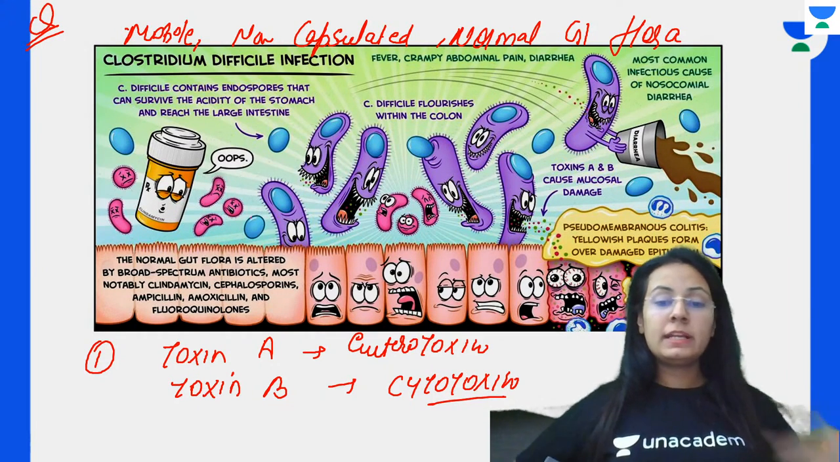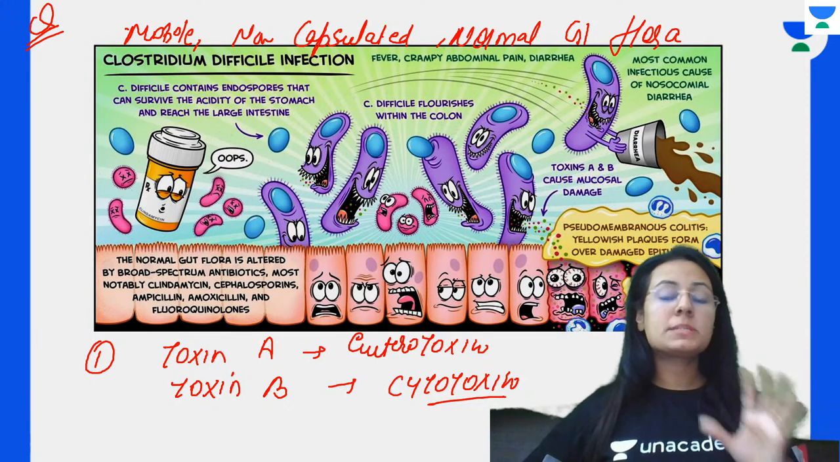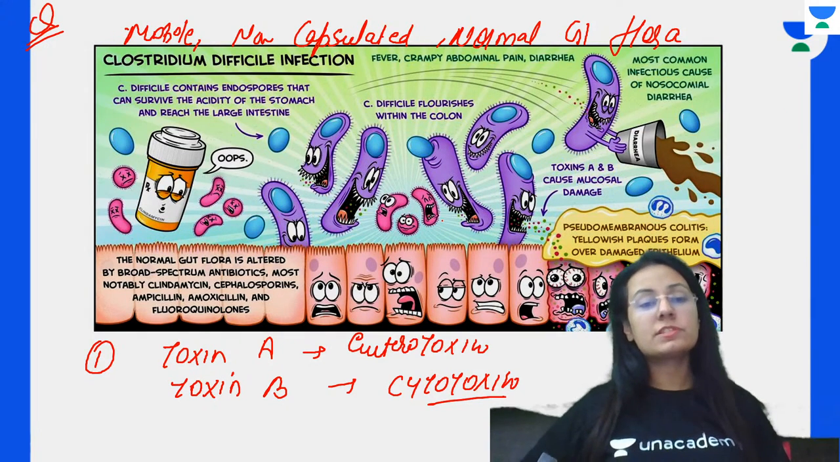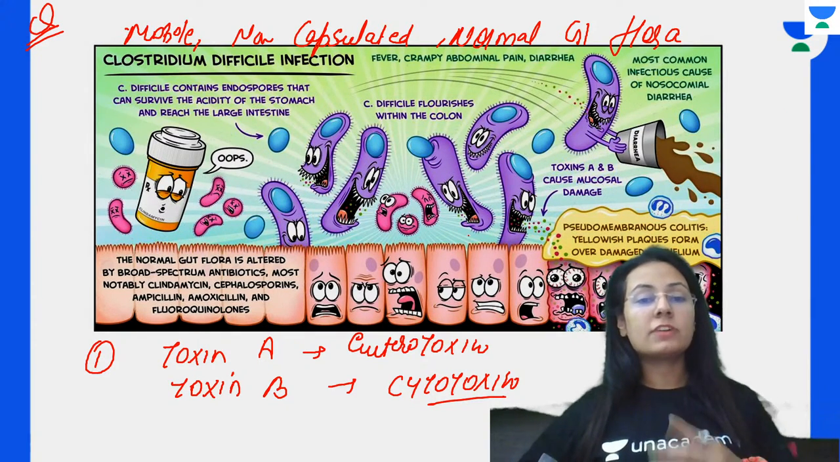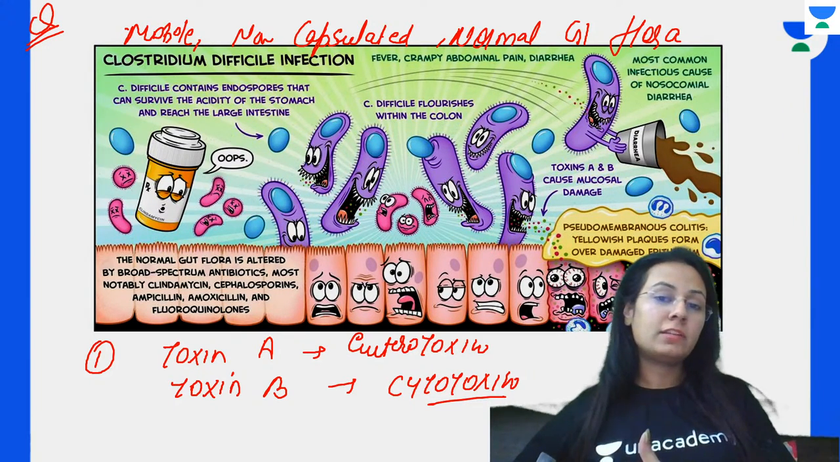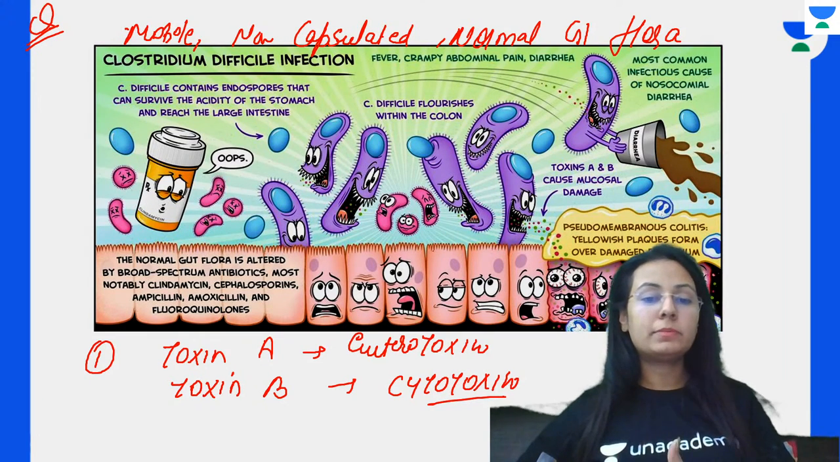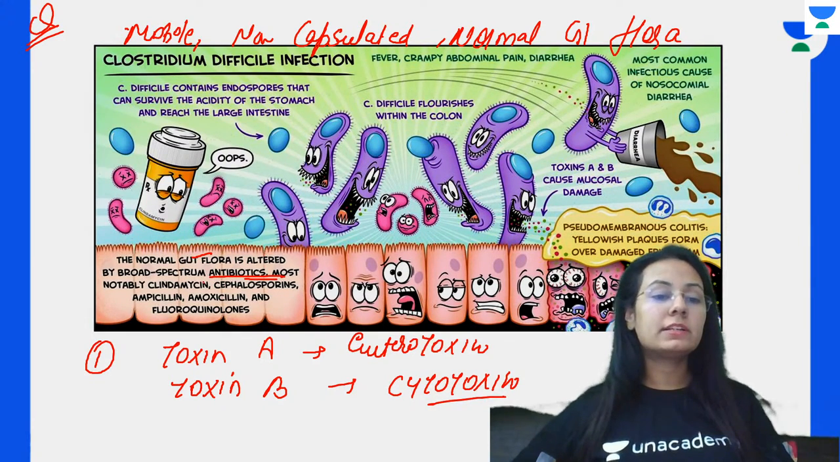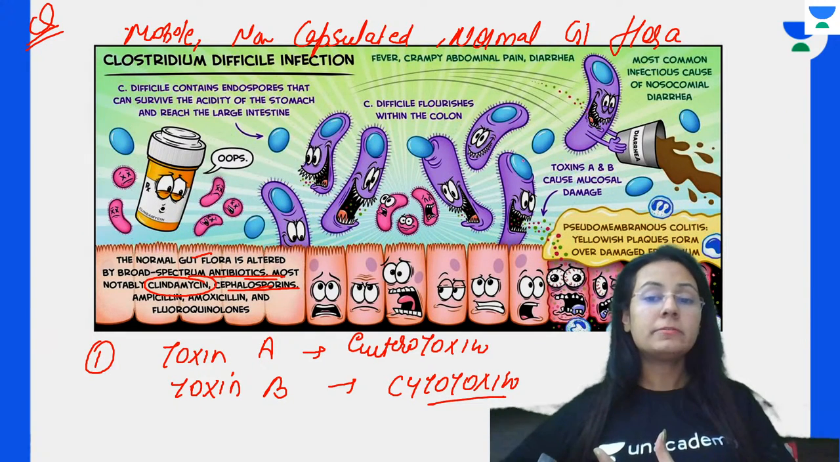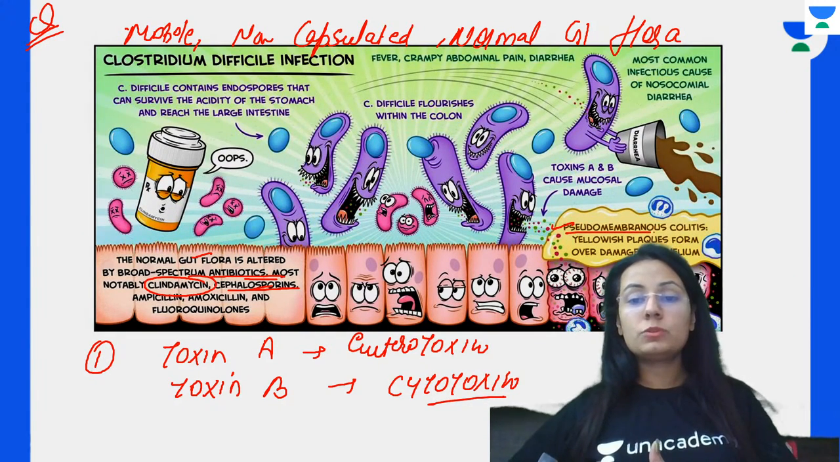Now, mainly in patients who are consuming broad spectrum antibiotics for a long time, or who are already immunocompromised, the broad spectrum antibiotics alter the normal gut flora, and in that medium the Clostridium difficile quickly multiplies and adheres to the gut, which is altered by the broad spectrum antibiotics, mainly clindamycin and third generation cephalosporins. So these are the risk factors leading toward pseudomembrane formation in the gut. That is pseudomembranous colitis.